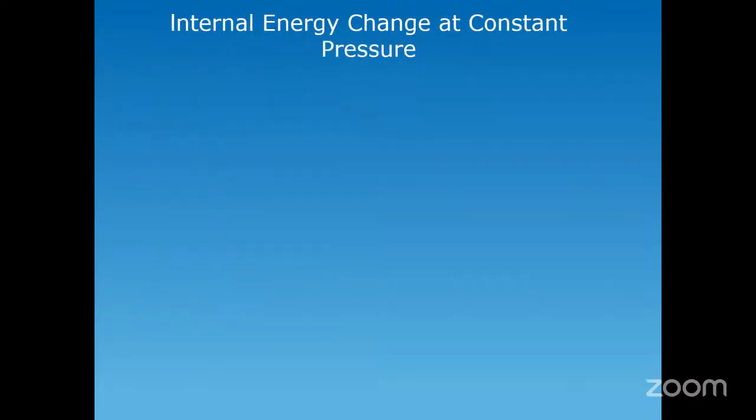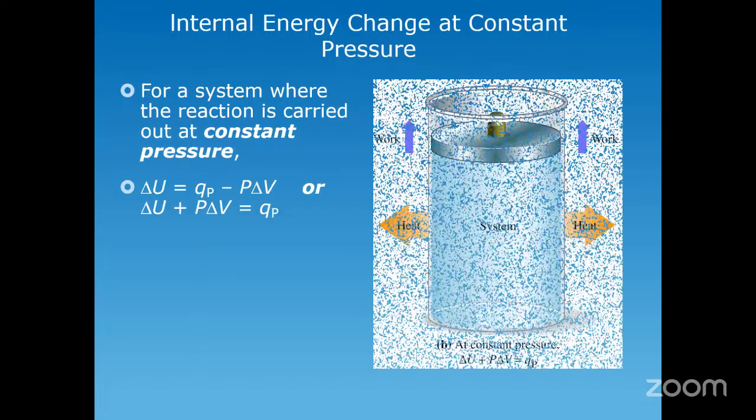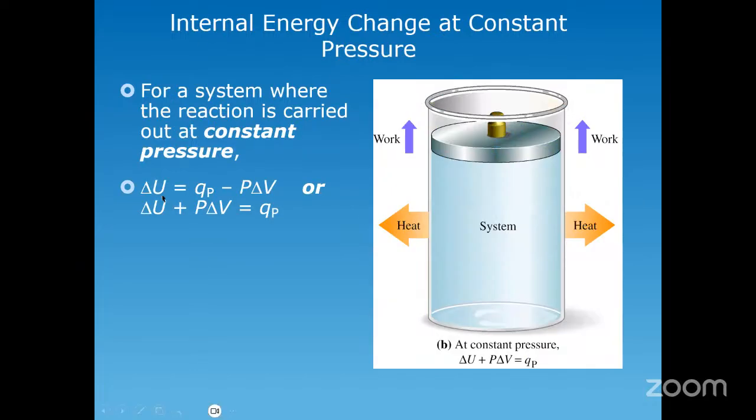What is more common is a system undergoing a change when the pressure is constant, and not the volume, but the pressure, right? And this is true for most reactions. So going back to this equation we have here, delta U is equal to Q minus P delta V. If delta V is not 0, then we can rearrange this equation to get an expression for QP. QP is the heat change under constant pressure conditions, and that will be equal to the change in internal energy plus P times delta V, right?